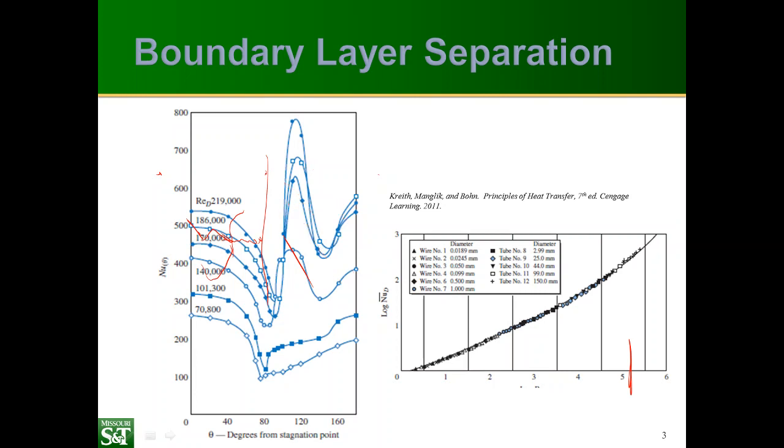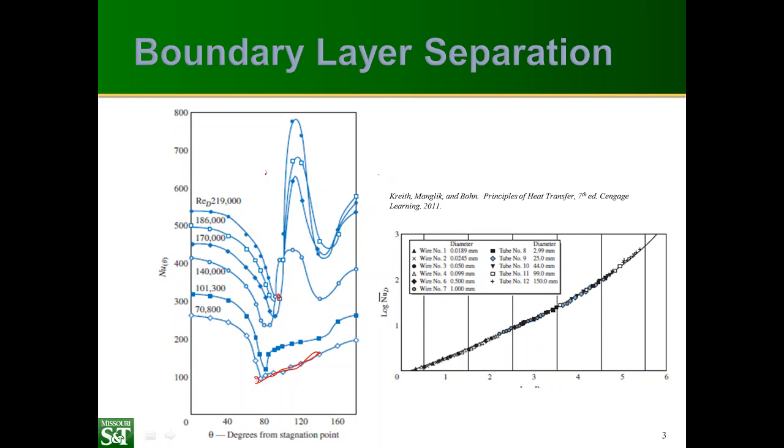If we look, we can see that the Nusselt number is going to vary depending on position according to our boundary layer separation. So at low Reynolds numbers, boundary layer separation occurs here, resulting in an increase in heat transfer coefficient in the turbulent wake. And at very high Reynolds numbers, the boundary layer transition moves to the backside of the cylinder, and we have a much larger spike in heat transfer coefficient.